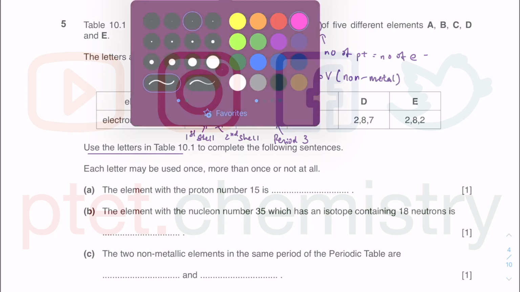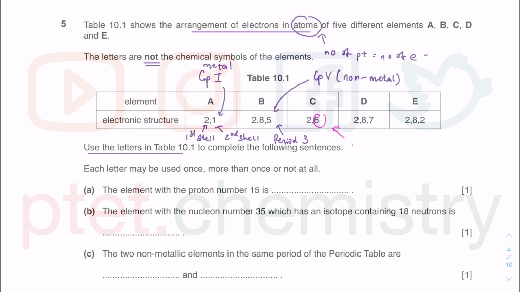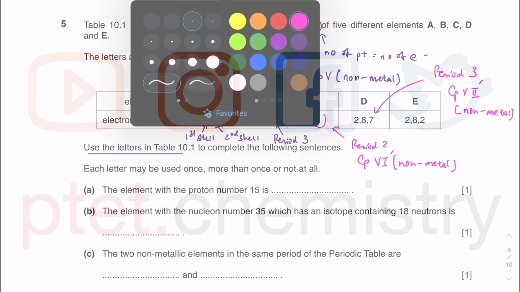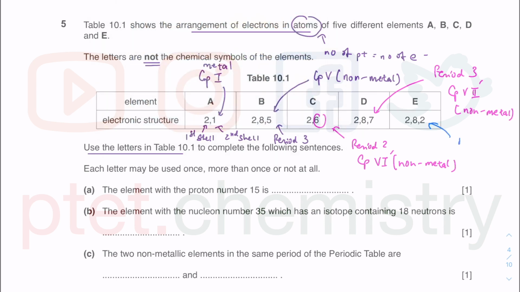So moving on, what do we have? We have period 2, because there are 2 shells being filled, and this is group 6, and this is a non-metal. And so on and so forth. This one is period 3 and group 7, and this is also a non-metal. Last but not least, this is period 3 and group 2, which is also a metal.